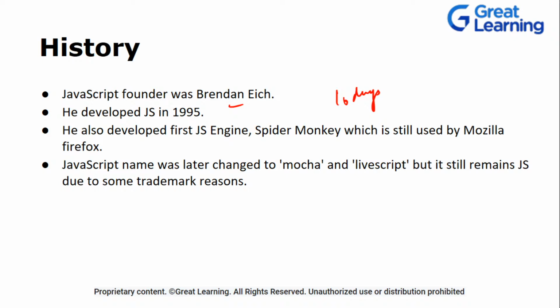So he developed this first for the JavaScript engine, which is known as SpiderMonkey, which is still used in Mozilla Firefox. Its name was first Mocha, and later changed to LiveScript, but it still remains JavaScript due to trademark reasons. That is the only reason why it is still known as JavaScript. So JavaScript is the father of the web. Yeah, you can say that. So this is the history of JavaScript. In 1995 it was developed.